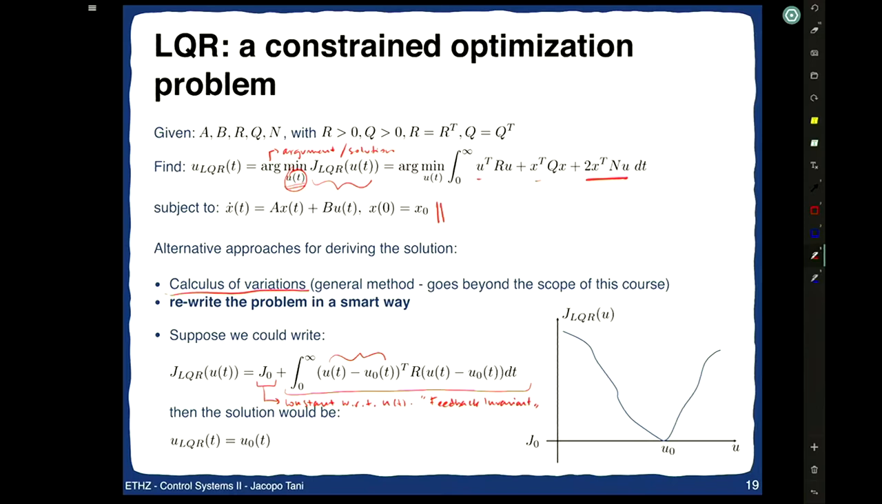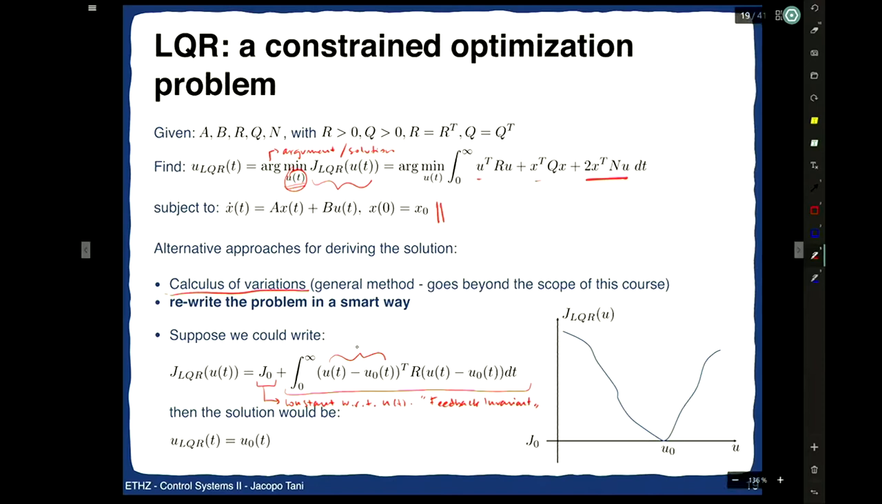Now, if you remember the definition of a quadratic form, we said this has to be different from zero for every vector that multiplies this, that is different from zero, of course. Because whatever the R is, it could be positive definite, it could be an arbitrary matrix. If you multiply it left and right by zero vectors, of course, the result is zero. So the cool thing is that this becomes zero if u is equal to u naught of t.